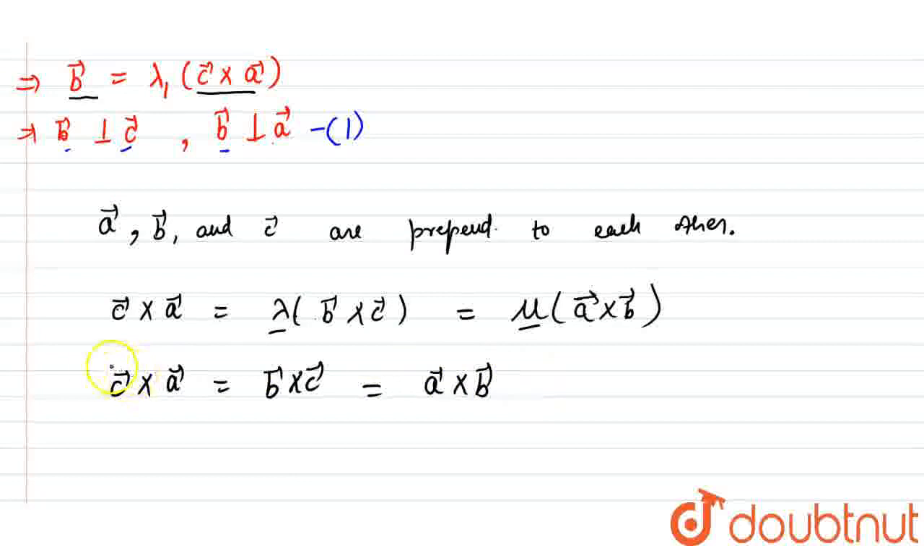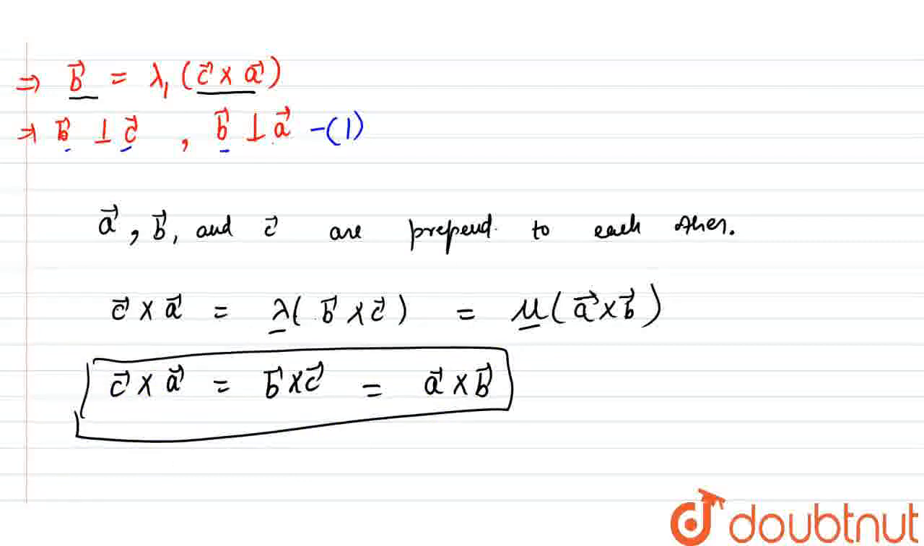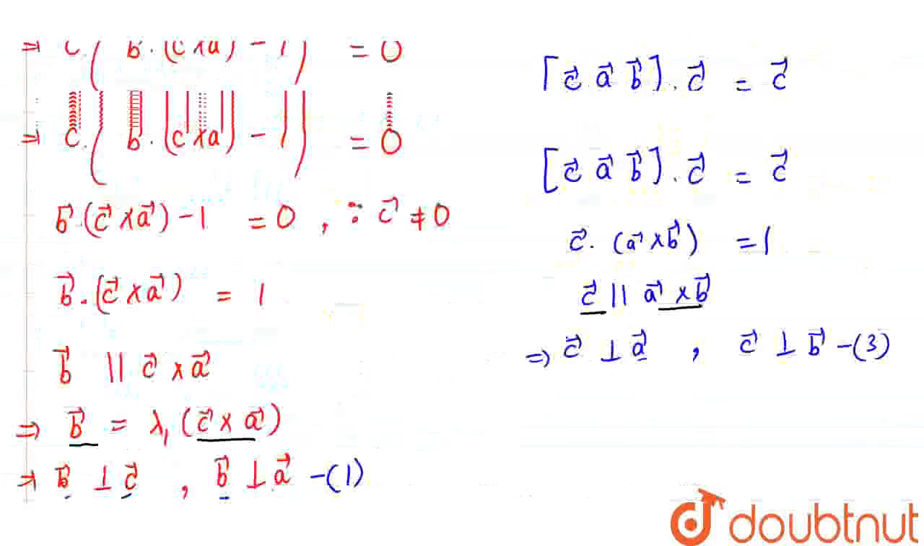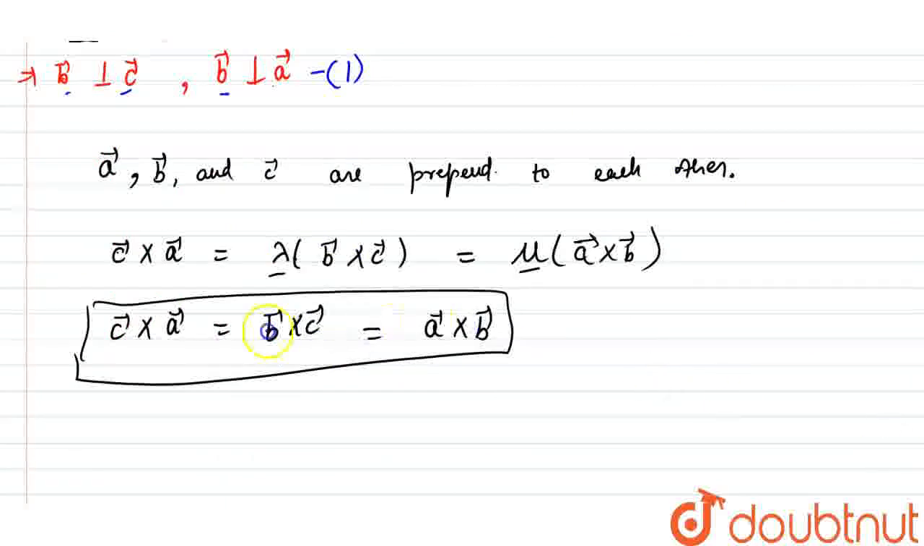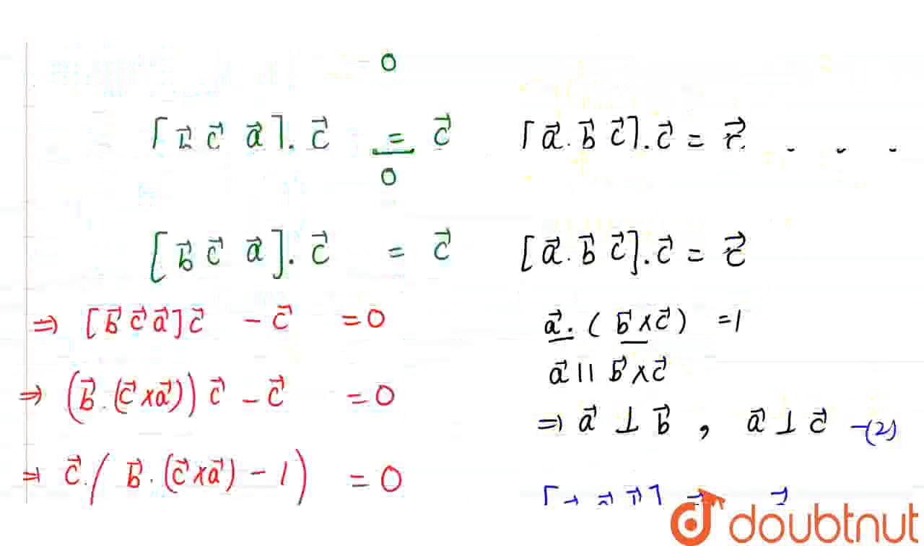So this is the condition that will be satisfied when the two lines are intersecting. So if we look at option number 1, it says that A cross C is equal to B cross C. So this is A cross C. We can write it as minus of A cross C, and that will again be a scalar. So A cross C is equal to B cross C. This is true.